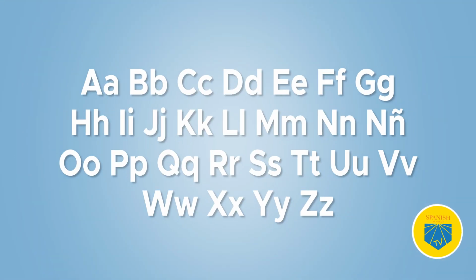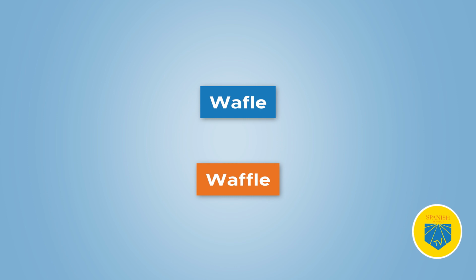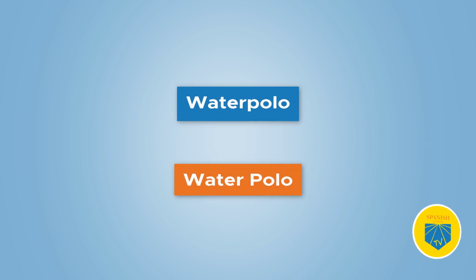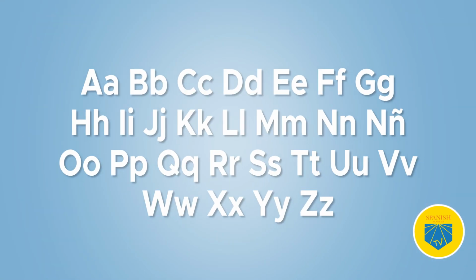After the V comes the W. Similarly to the letter K, the W is not used regularly. When the W is used, it is usually used in words that come directly from English. For example, waffle, water polo. The next letter of the alphabet is the letter X.